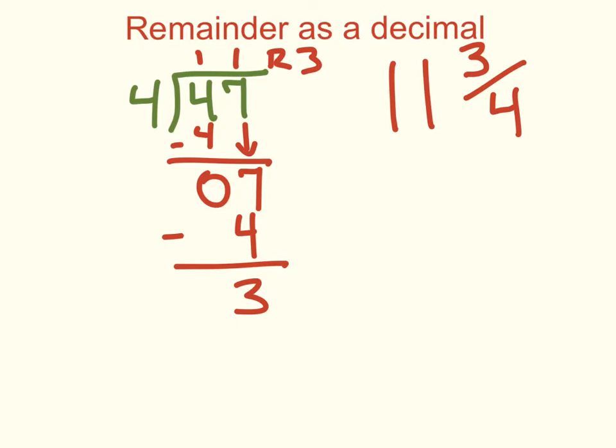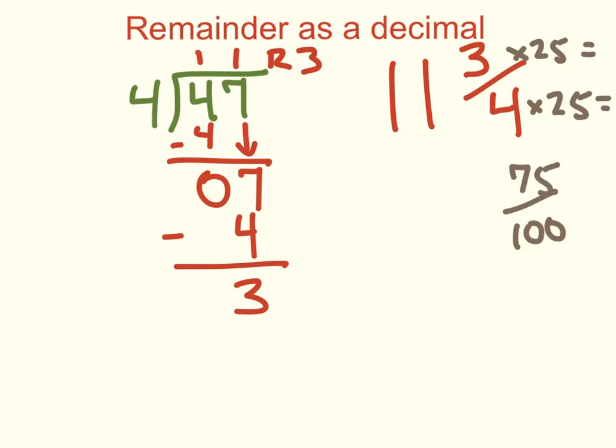You have to think about money. 4 times 25, as in quarters, equals 100. So I'm going to write that down here, 100. And 3 times 25, if I think about quarters, equals 75. So I've created an equivalent fraction with my denominator being a 100. So my answer is still 11, and now instead of 11 and 3/4, it's 11 and 75 hundredths.